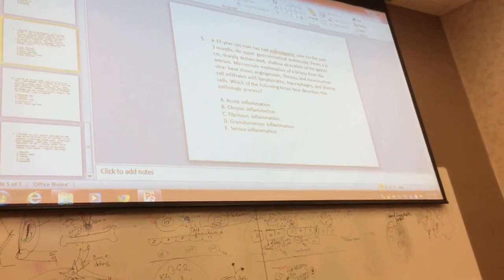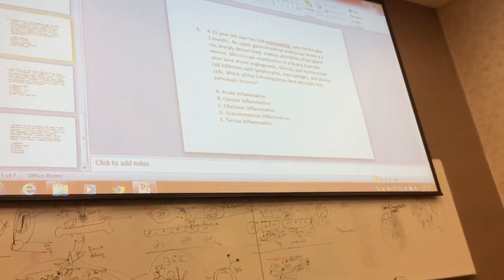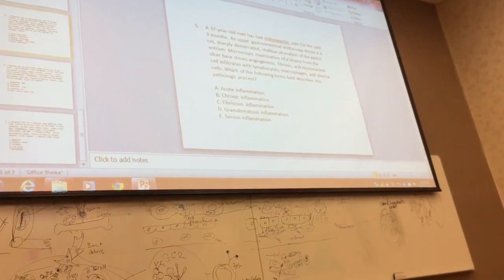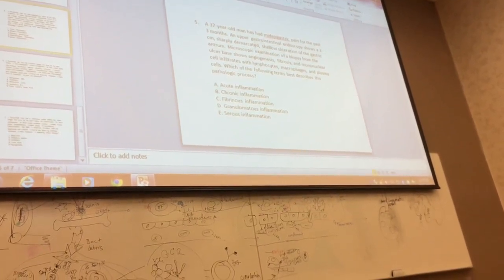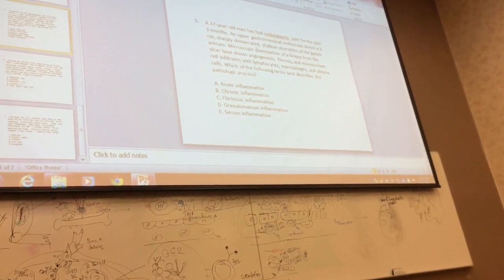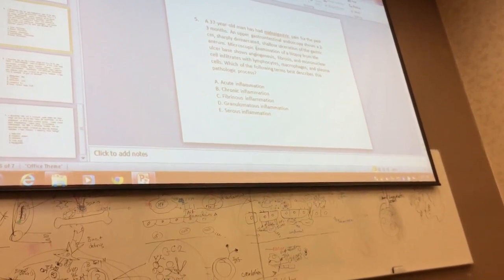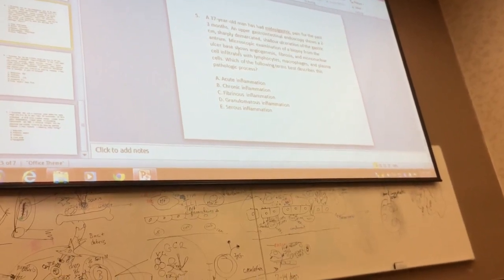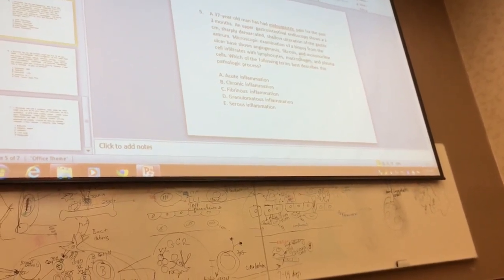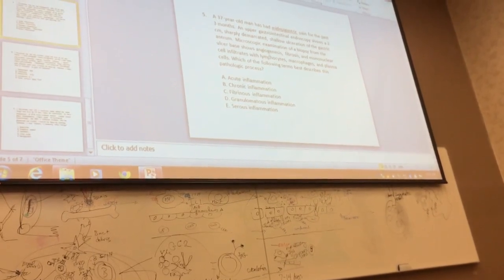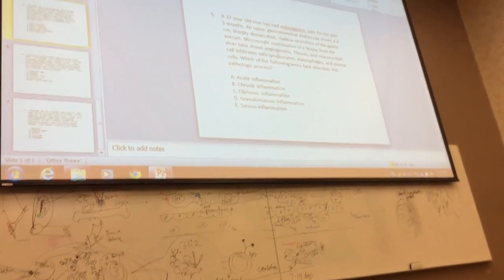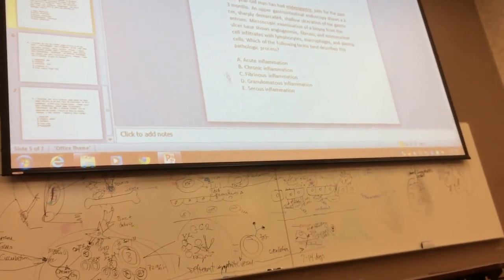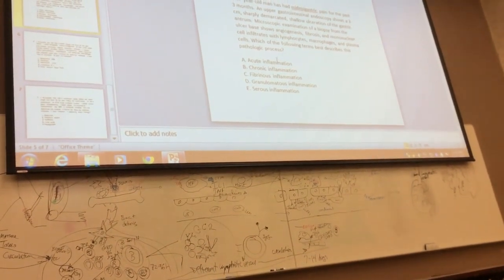So this is a 35-year-old man with mid-epigastric pain for the last 3 months, and endoscopy shows ulceration of the gastric antrum. Endoscopic examination of the ulcer shows angiogenesis, fibrosis, and mononuclear cell infiltrates with lymphocytes, macrophages, and plasma cells. Which of these processes best describes what's going on with this patient?